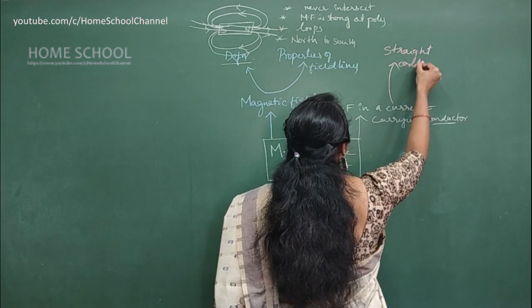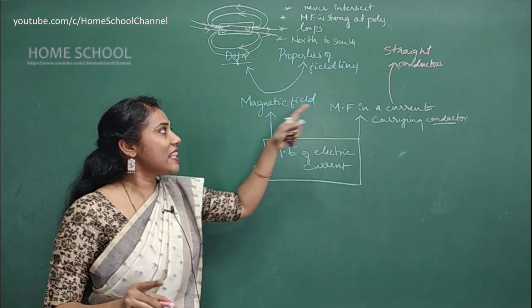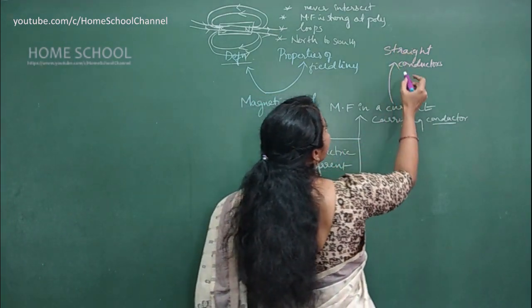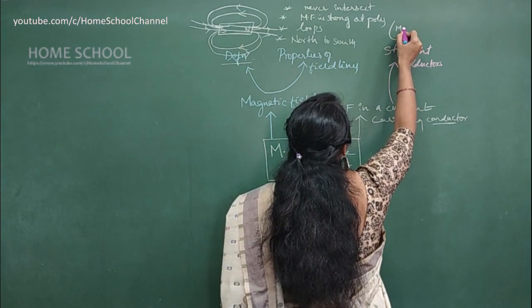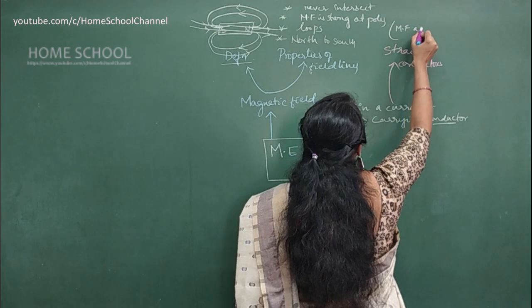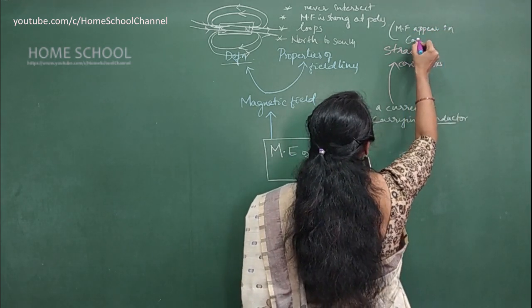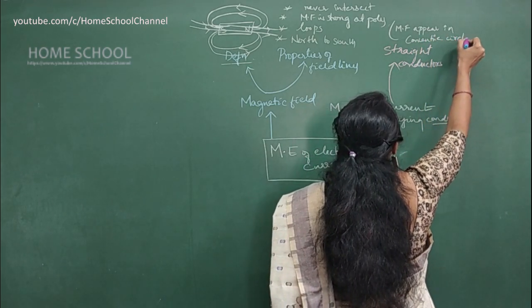How do the magnetic field lines look? Whenever a current is carried in a straight conductor, the magnetic field lines appear in concentric circles. So this is very important, concentric circles, isn't it?